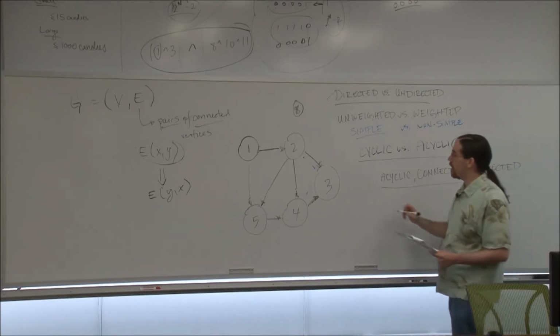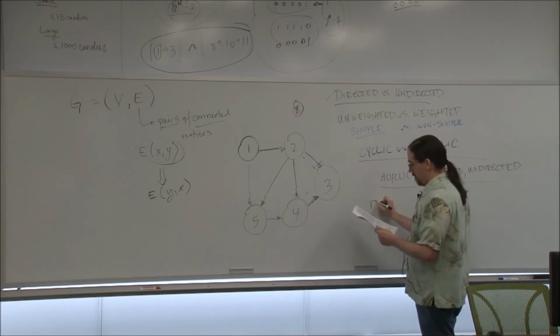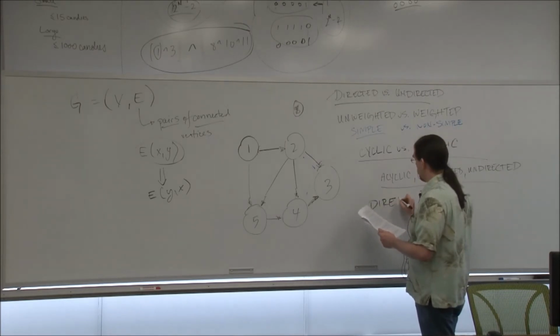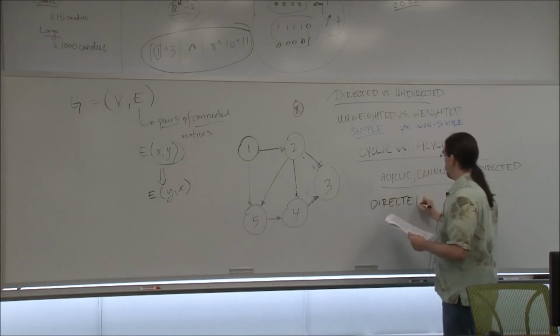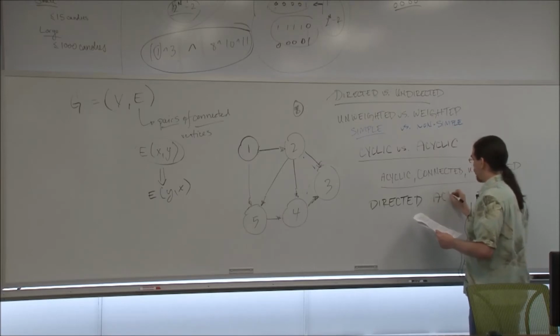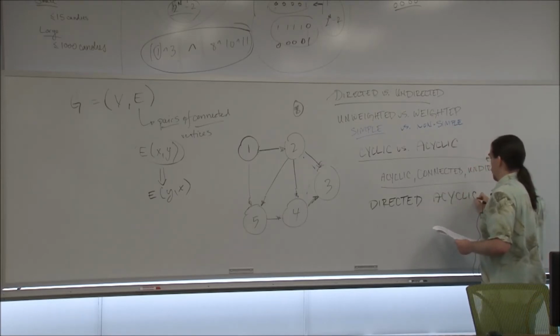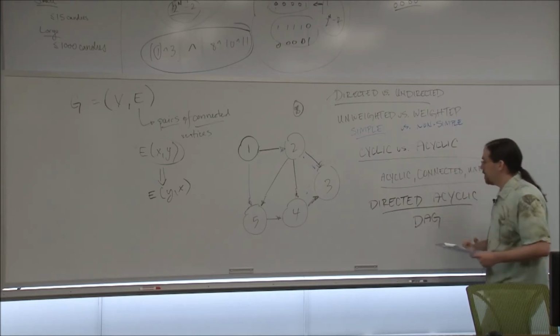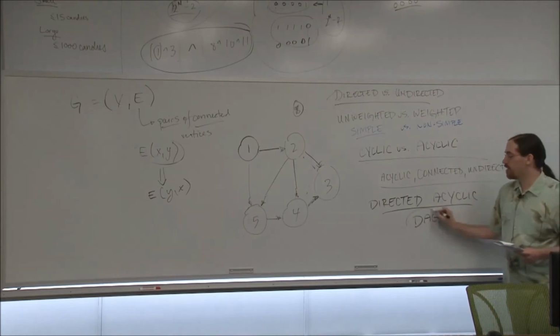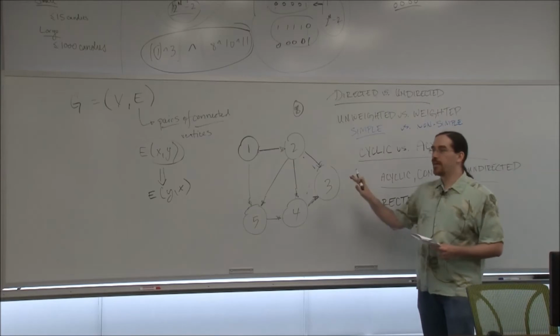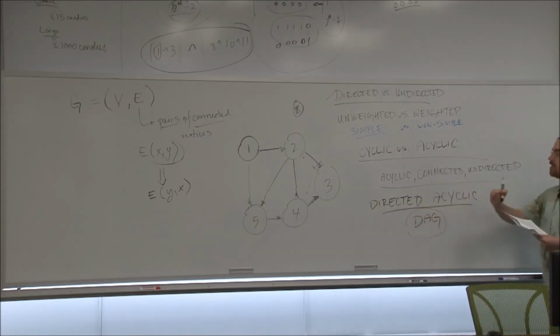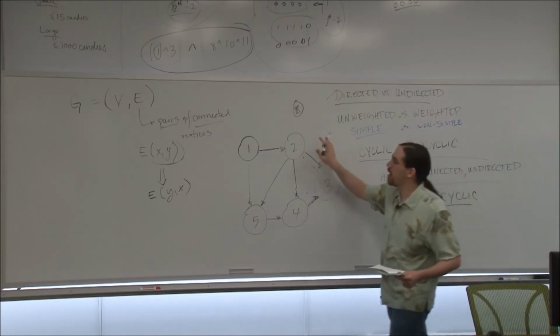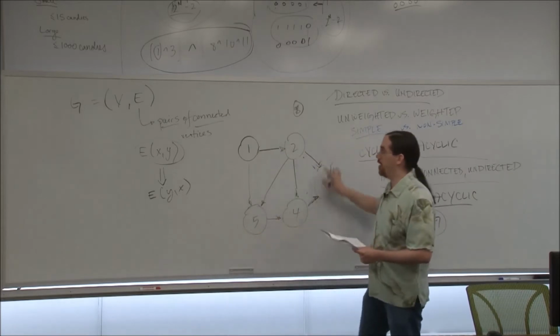The other useful kind of graph is called a directed acyclic graph. And this is usually just abbreviated DAG. So if you see somebody talking about a DAG, that's what that stands for, a directed acyclic graph, just like our hierarchical map right here.